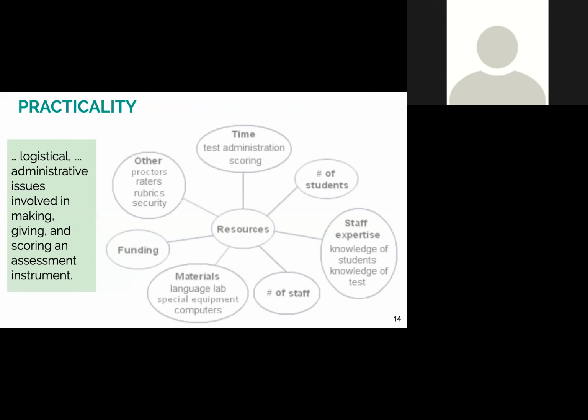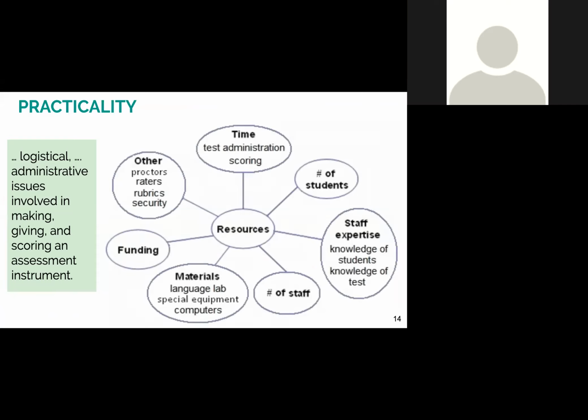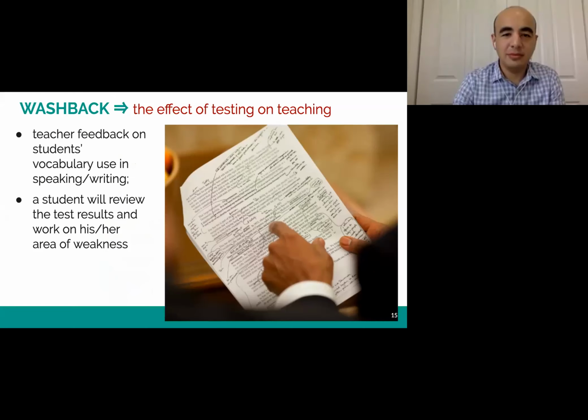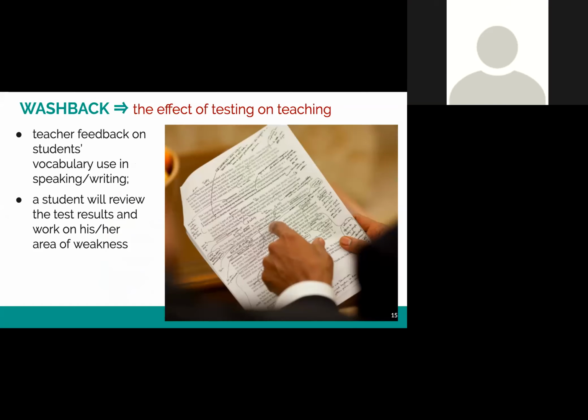So here we have practicality. Practicality refers to administrative issues, for example, including costs, the amount of time, or the time it takes to construct. According to Bachman and Palmer, a test should be easy to design, easy to administer, easy to grade, and easy to interpret the obtained results. Right? Yes. So that's my favorite note over there.